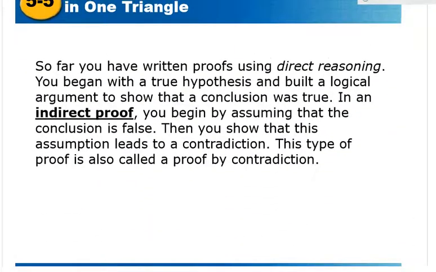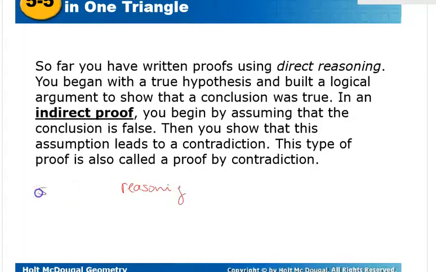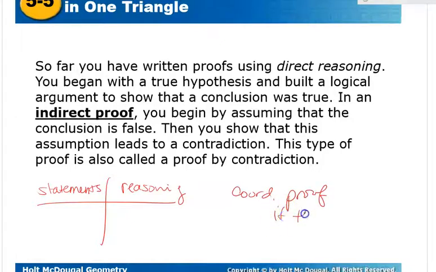So far you've written traditional proofs where you have the two columns, your reasoning and your statements. So these are ones you're more familiar with. You've also written a coordinate proof where you had your if-then statement, you had your work, and then you had your therefore statement. But now we have an indirect proof. This is the shortest proof that you'll come across.